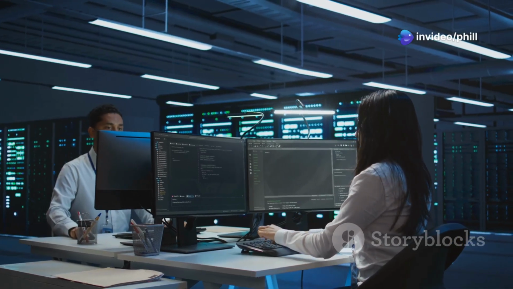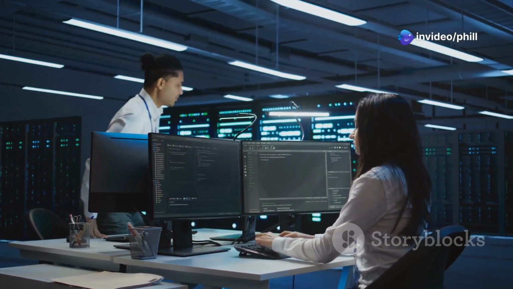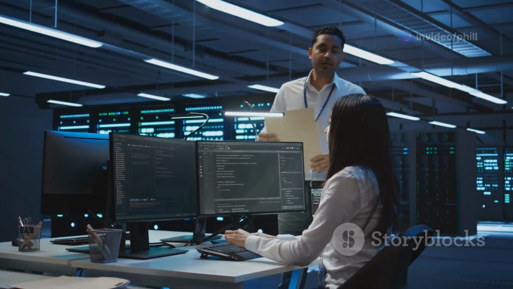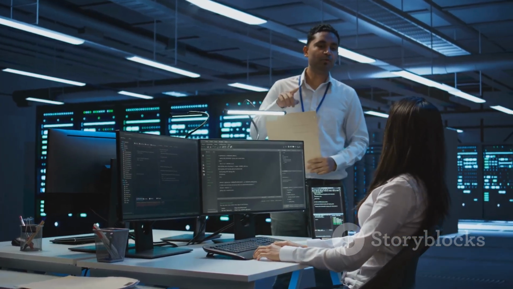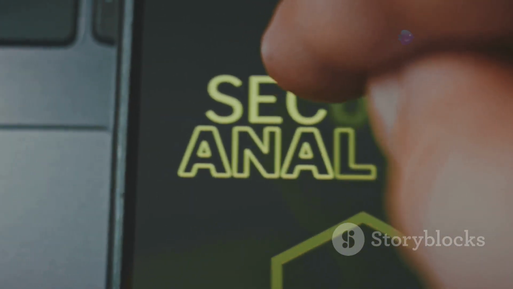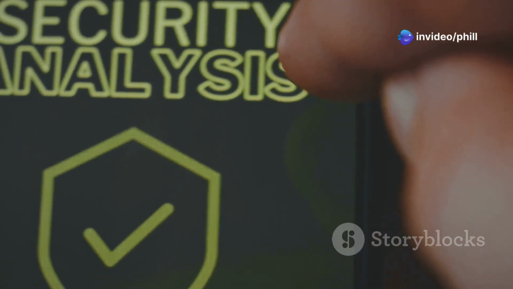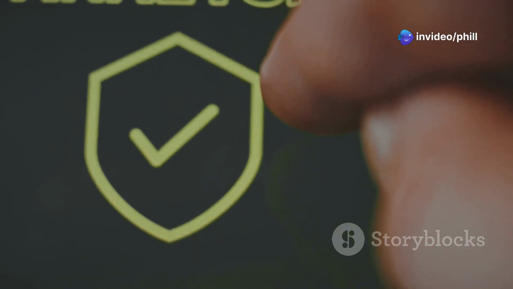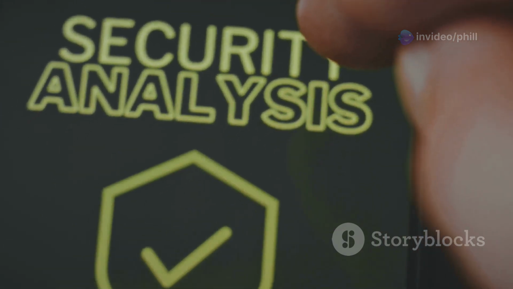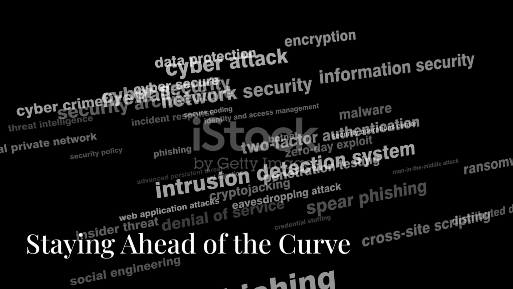Security awareness training. Educating developers and other stakeholders about injection attacks and secure coding practices is crucial for building a security-conscious culture within organizations. By implementing these best practices, organizations can significantly reduce their risk of falling victim to injection attacks and create a more secure digital environment for everyone.